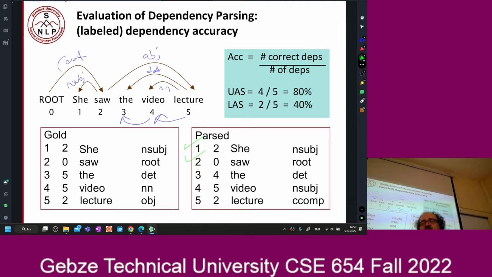So depending on what you are counting, if you count the arcs as correct or not correct, the first one is 4 out of 5, which is okay. For the second one, if you're counting the arcs plus the types of the arcs, then in that case, it is only 40%. Only 2 of them are correct. So that's how you measure your performance of the dependency parsing. Good. Any questions on this?